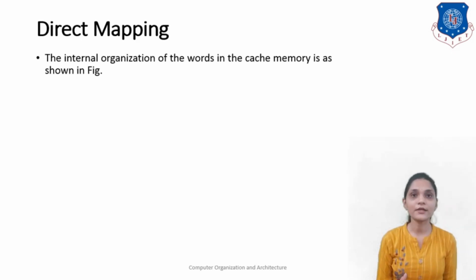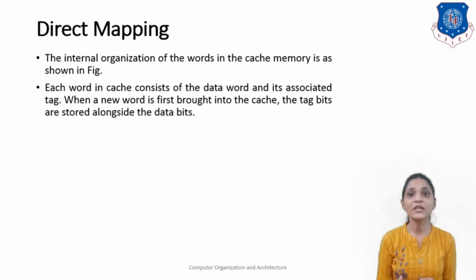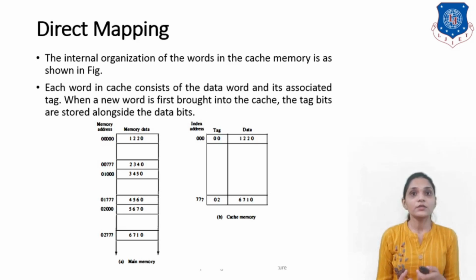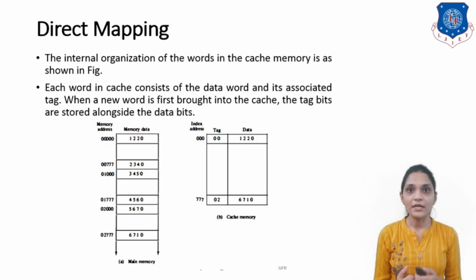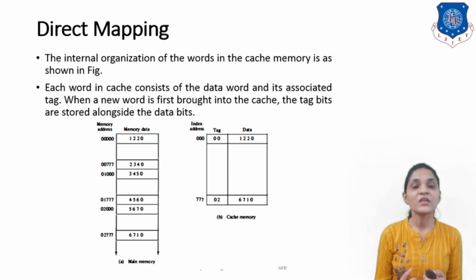The internal organization of the word in the cache memory is as shown in this figure. Each word in the cache consists of the data word and its associated tag. When the new word is first brought to the cache, its tag bits are stored alongside these data bits. So this is like this. This is your main memory, and when this content is stored into cache, it is stored with its tag.